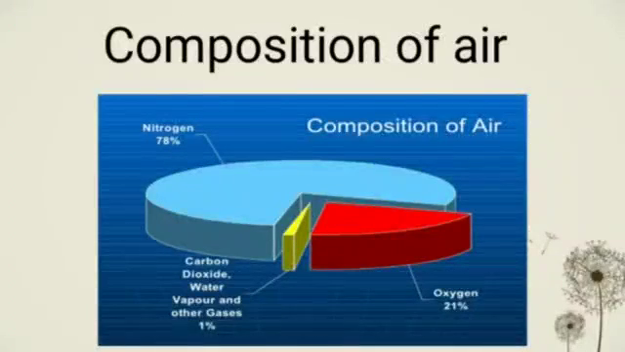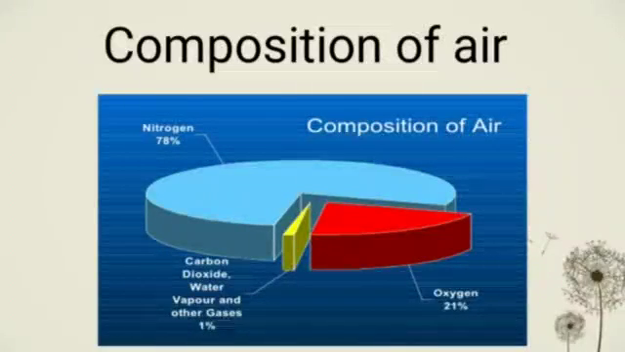Here is 100% air. You can see 78% nitrogen, this blue color. 78% nitrogen is there, it means the maximum amount is nitrogen. Now see here, 21% oxygen, the red color you can see, 21% oxygen, then 1% carbon dioxide, water vapor and other gases, it means dust particles and argon and neon, this type of gases.